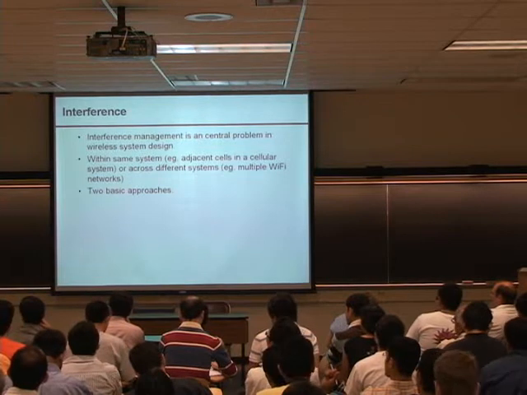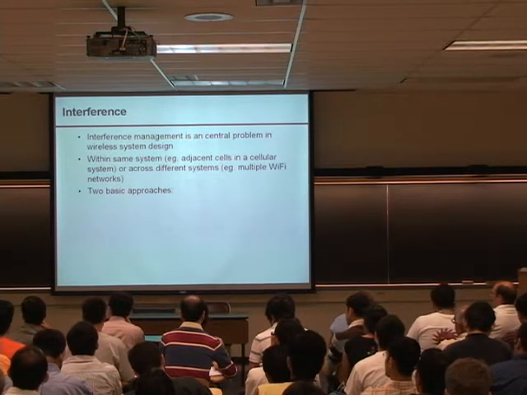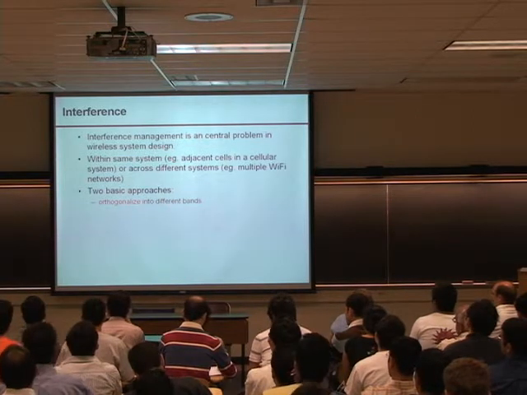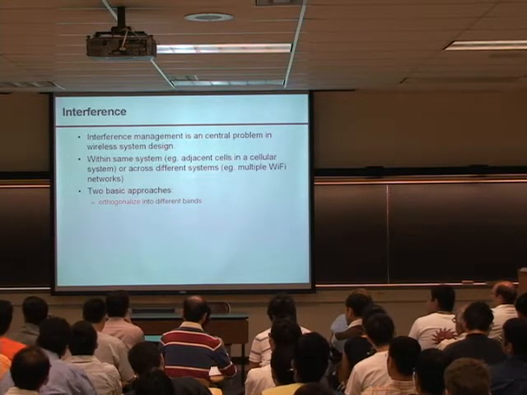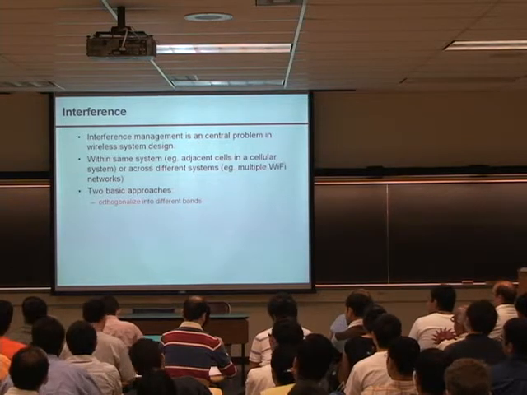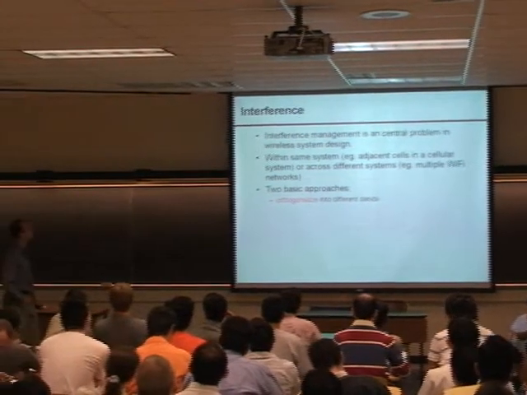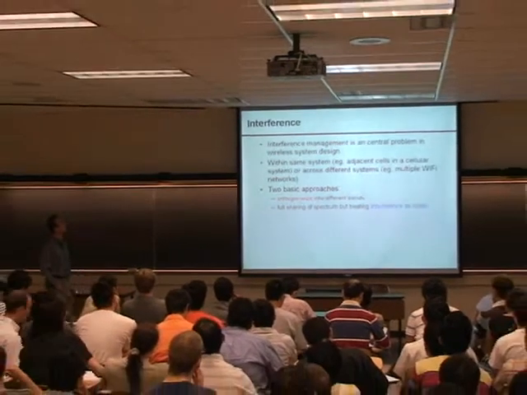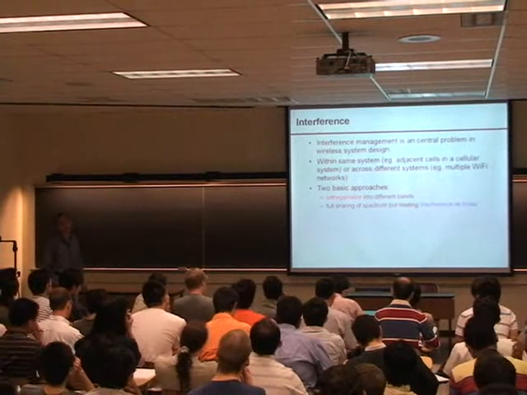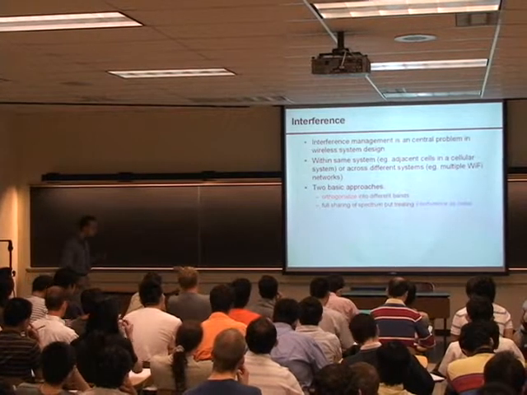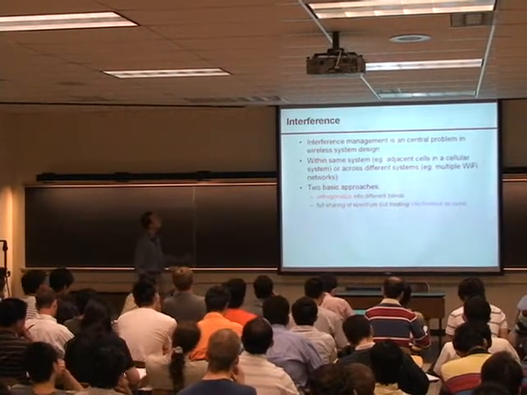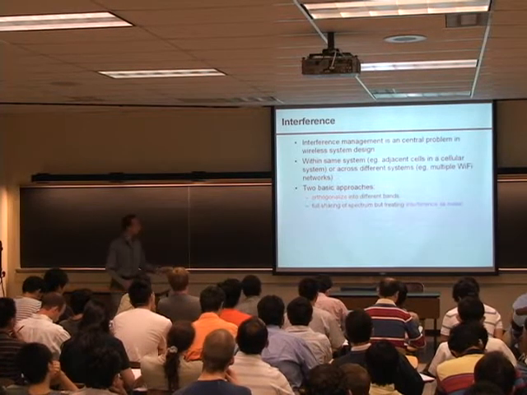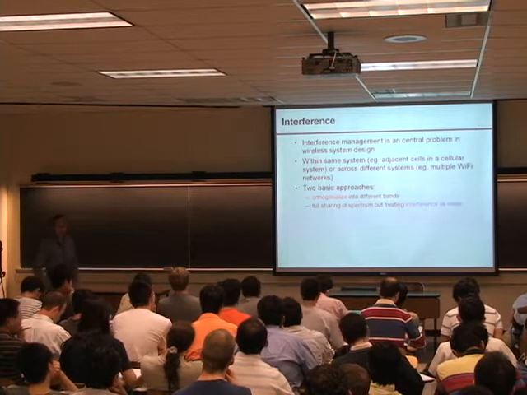Really, there are 2 basic approaches, or a slight variation of them. One is to orthogonalize transmissions into different bands. You have multiple interfering systems, and they are orthogonalized into different bands. That's the first approach. Second approach, fully sharing the spectrum by treating the interference of the other users as essentially Gaussian noise. Okay, so these are the 2 basic approaches, and wireless systems can be divided into one of the 2 approaches.